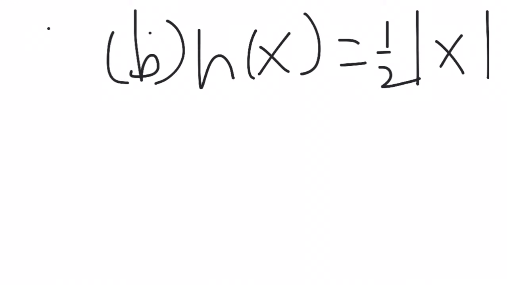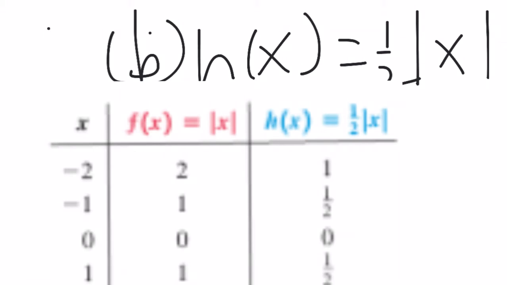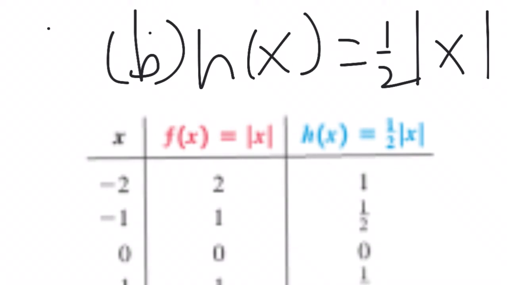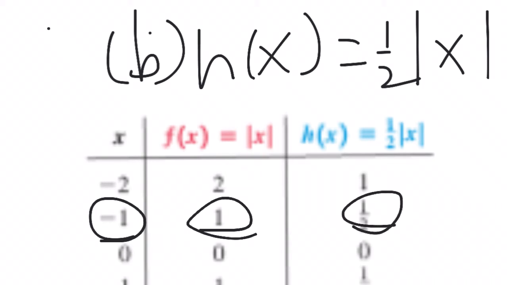So we're going to do what we did in part A and plug in various values for x. Here's a table. When you plug in negative 2 into our parent function absolute value of x, you just get 2. But whenever you plug into h of x, whatever you get after you plug it into the absolute value, in this case positive 2, you have to multiply it by a half, or just divide it by 2. So half of 2 is 1. Likewise, when you plug in negative 1, you get positive 1 from the parent function, but after you cut it in half, you just get a half.